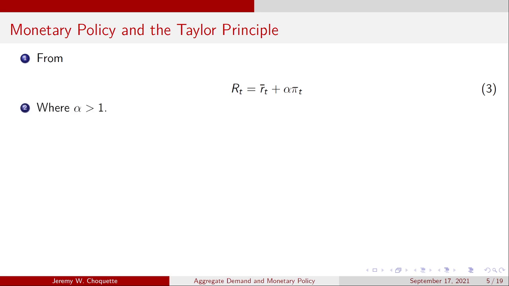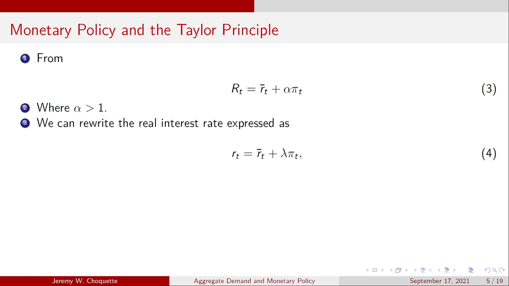So from equation 3 here, where alpha is assumed to be larger than 1, hence the Taylor principle is being satisfied, we can rewrite the real interest rate expressed as this. Now you're probably like, okay, so what did you do? Did you just switch a variable out or something? No, not really. Take a look. Because now we have the real interest rate instead of the nominal interest rate on the left-hand side. Now the autonomous monetary policy is still the same thing, but I got this lambda instead of the alpha. So what is that? Well, lambda is equal to alpha minus 1.